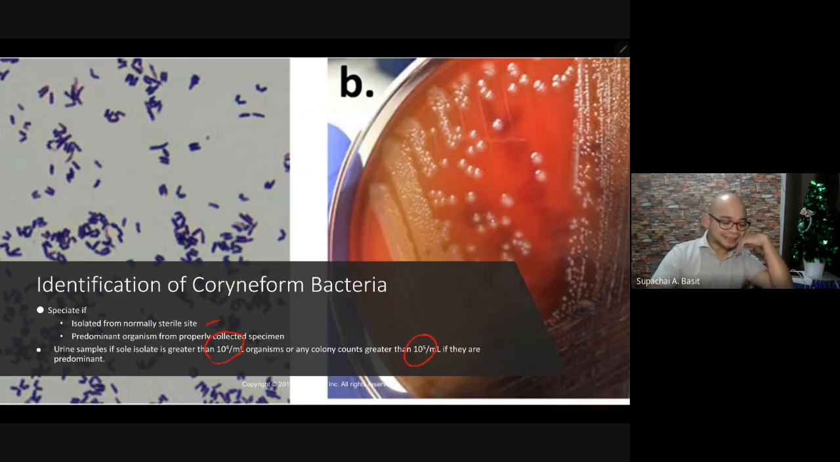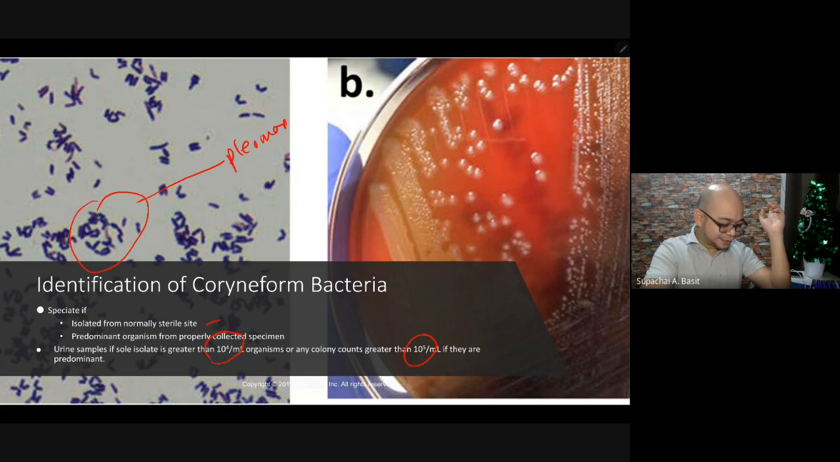Okay, so that ends our discussion with Corynebacteria. Again, let me just explain to you. This is the club-shaped pleomorphic bacteria, and this is a blood agar plate, and you can actually see small beta hemolysis in here.